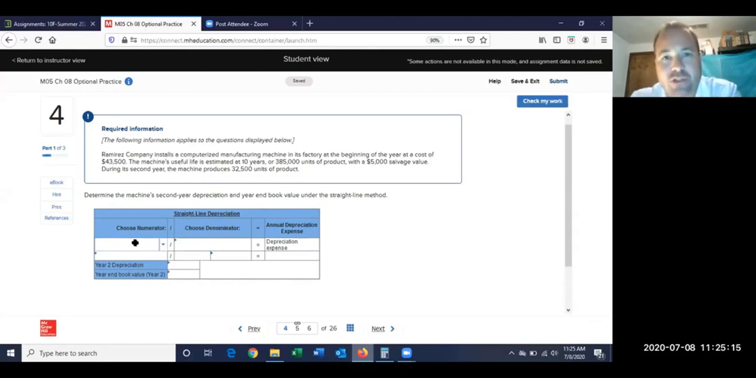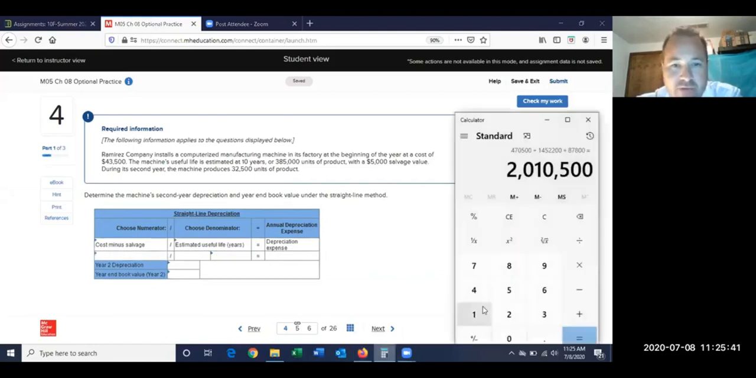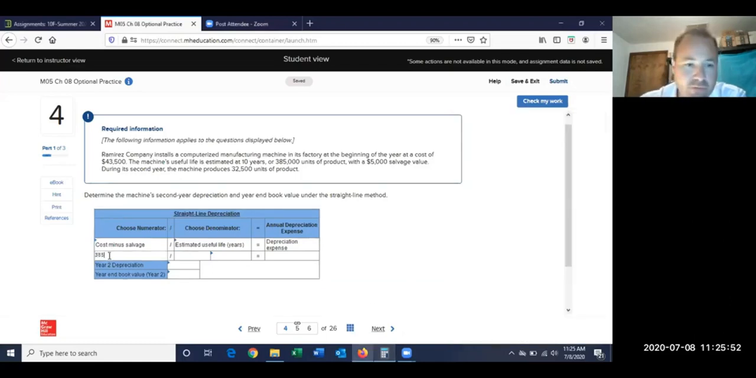So if we go back to the straight line, remember the numerator is your cost minus the salvage value. So that's what we want to look at, and yep, cost minus your salvage value. The denominator was the useful life. So we're going to put the useful life here, and that equals my depreciation. So now let's actually put in the numbers. Cost minus salvage value. This item cost me $43,500. Salvage value of $5,000. You should be able to do this mental math. $38,500.